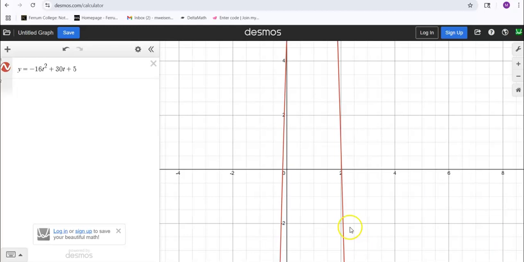When I come down here, I can see my zeros. Now, in a real life scenario, if this is talking about time, I'm not going to have negative time. So a question that you might be asked is, when does the ball hit the ground? And then we could look at this x-intercept here. It hits the ground at about 2 seconds, okay?